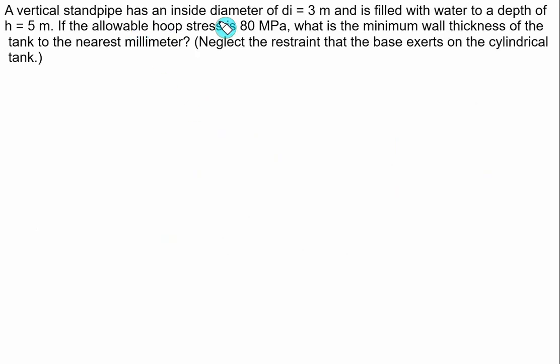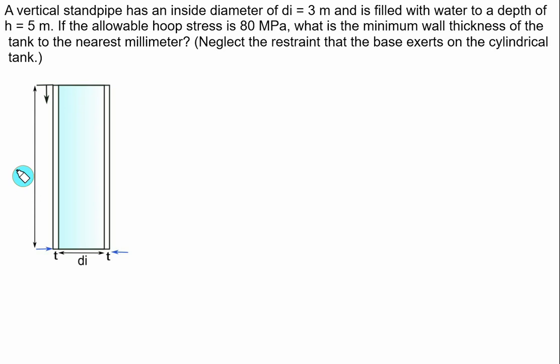A vertical standpipe has an inside diameter di equal to 3 meter and is filled with water to a depth of 5 meter. If the allowable hoop stress is equal to 80 megapascal, what is the minimum wall thickness of the tank nearest to the millimeter? And neglect the restraint that the base exerts on the cylindrical tank. So in this vertical standpipe, we have depth h given, equal to 5 meter. Diameter di is also given, equal to 3 meter, and the thickness we have to find out, and the value of the allowable hoop stress is given.